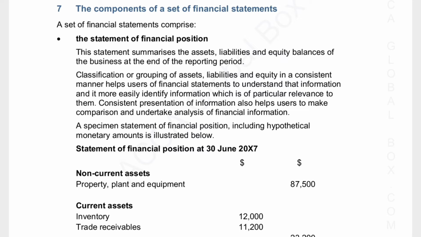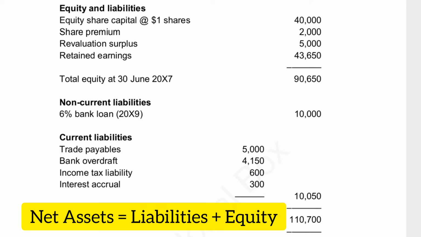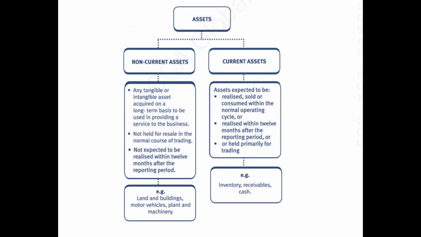So the statement of financial position, also known as the balance sheet, is a snapshot of a company's financial position at a specific point in time, and it shows 3 main elements: assets, liabilities, and equity. The basic accounting equation forms the basis of the balance sheet, right? Total assets is equal to liabilities plus equity.